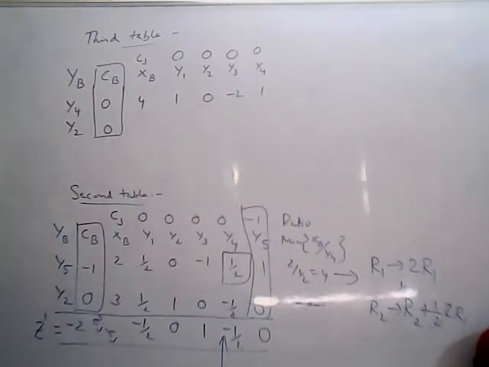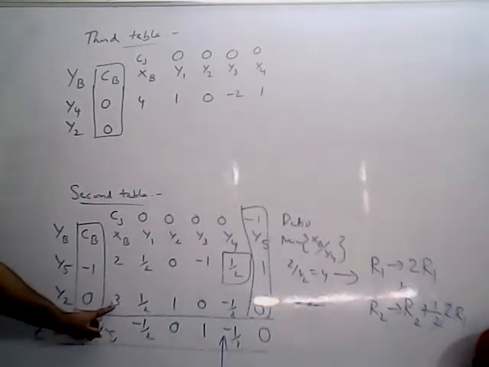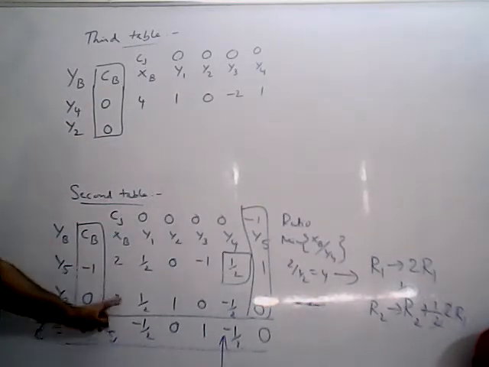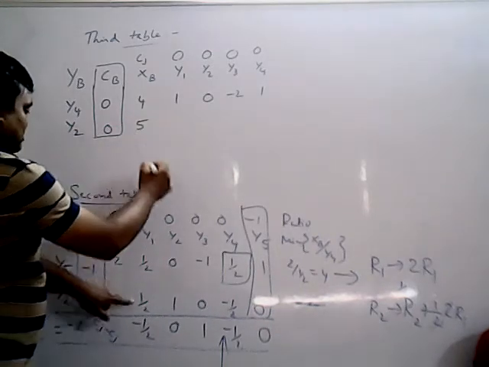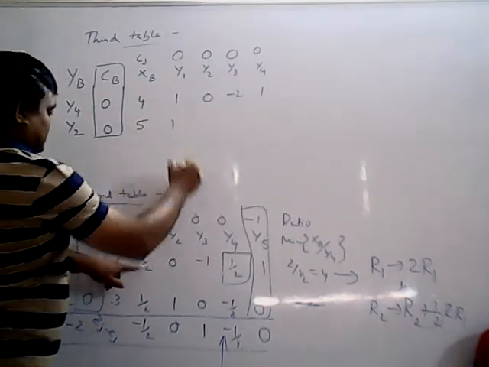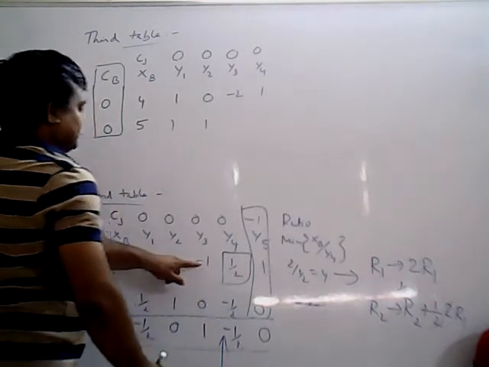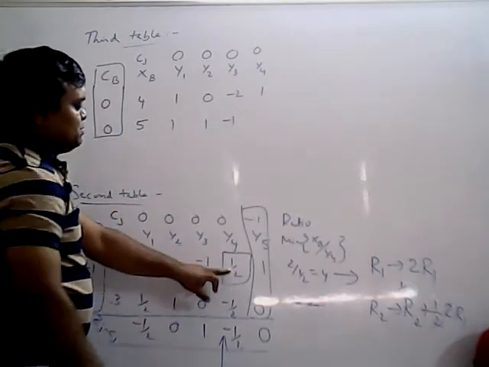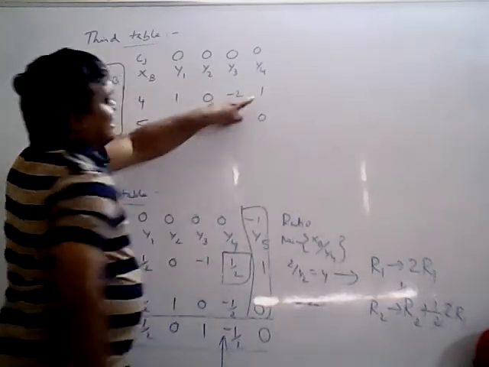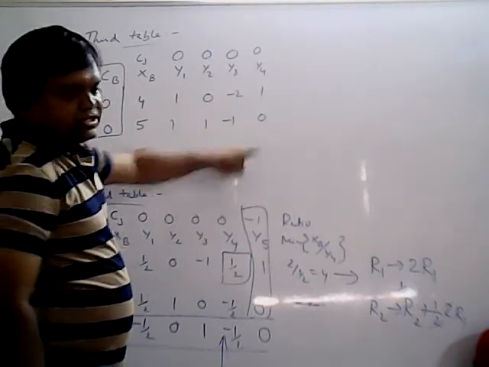Okay. Next, what is the second operation? R2 plus R1. This one is R2, this one is R1. Both you have to add. 3 plus 2, 5. 1 plus 2, 1. 1 plus 0, 1. 0 minus 1, minus 1. So minus 1 by 2 plus 1 by 2, that means 0. Key element is 1, other element is 0. That means your operations are correct.